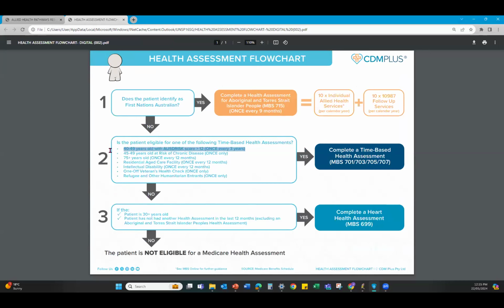So say that patient is aged 40. We've done the 40 to 49 health check today. I'm actually going to get them to book back in 12 months' time, but that's going to be under a heart health assessment. And then I'm going to keep going for the heart health check every 12 months until they might meet that criteria for the 45 to 49. And then I'm just going to go back and forth.